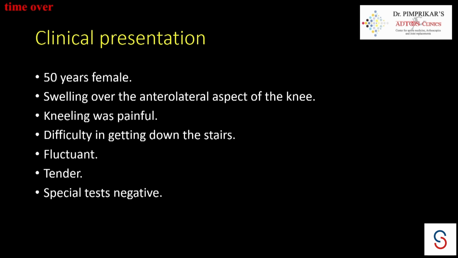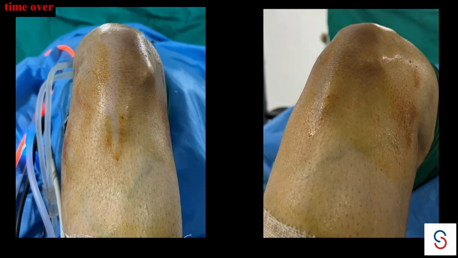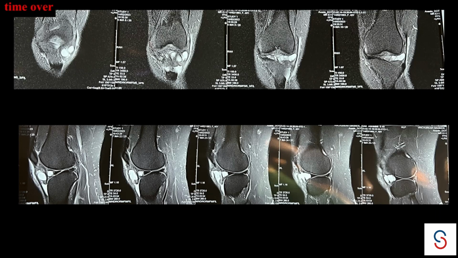Swelling over the anterolateral aspect of the knee, kneeling was painful, difficulty in getting down the stairs, fluctuant, tender, special tests were negative. That's the cyst which Nagaraj is talking about, anterolateral aspect, very, very common. And you get a lot of huge cysts like this. They are in communication with the anterior horn of the lateral meniscus.